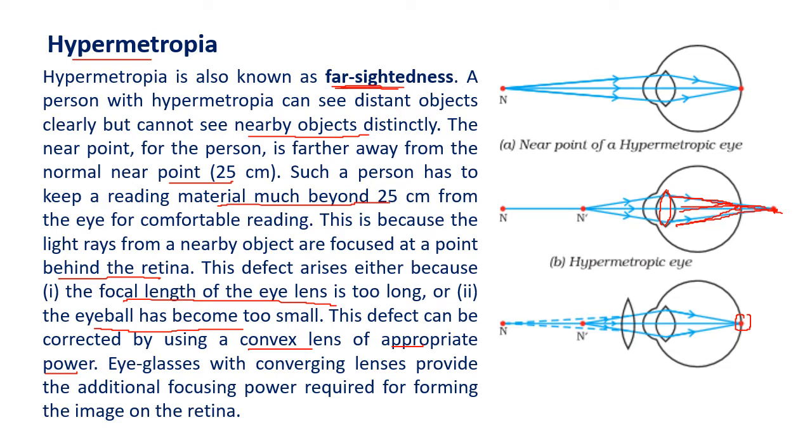So you can see this is the normal near position of the eye, okay, but the person has to push the object farther away. Nearby objects cannot be seen clearly. So because these nearby objects cannot be seen clearly, a convex lens is used which converges the light and makes the image formed on the retina.